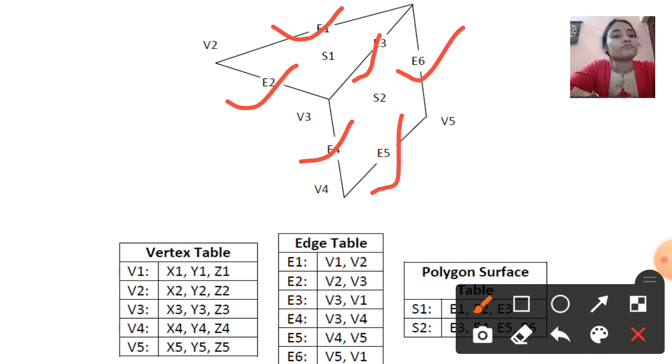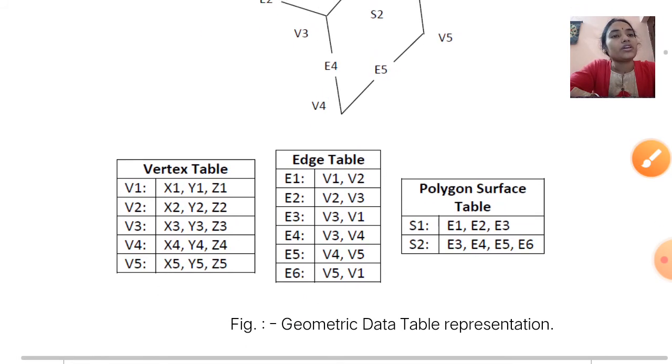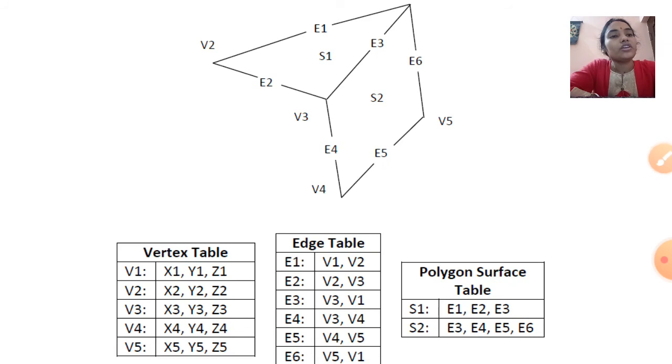Next we store the polygon surface table. In the polygon surface table, here two surfaces are there.